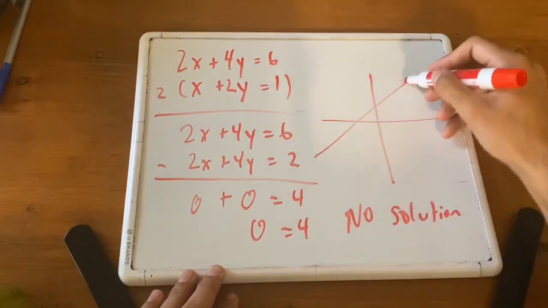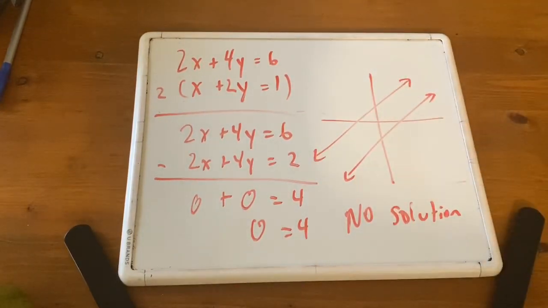If we look at the graph, one graph goes this way, one graph goes the other way. You notice that they're parallel, that they never touch.